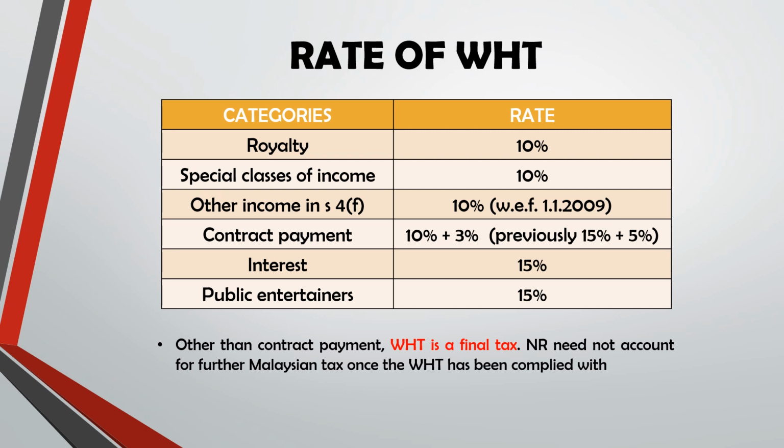So these are the rates of withholding tax. We have royalty, the rate is 10%, special classes of income, the rate is 10%, and other income, section 4F, the rate is 10%. Contract payment is 10% plus 3%. We will look at that further later. Interest is 15% and public entertainer's remuneration is 15%.